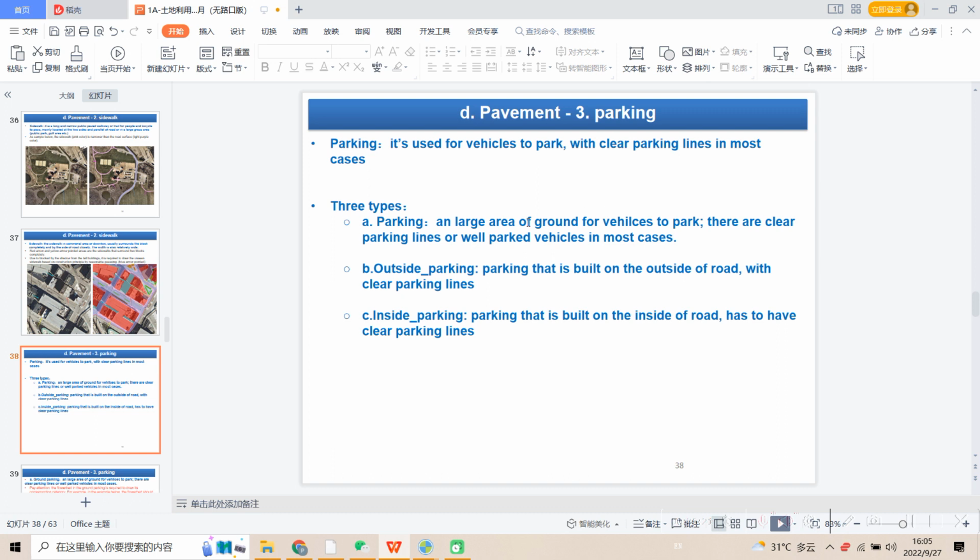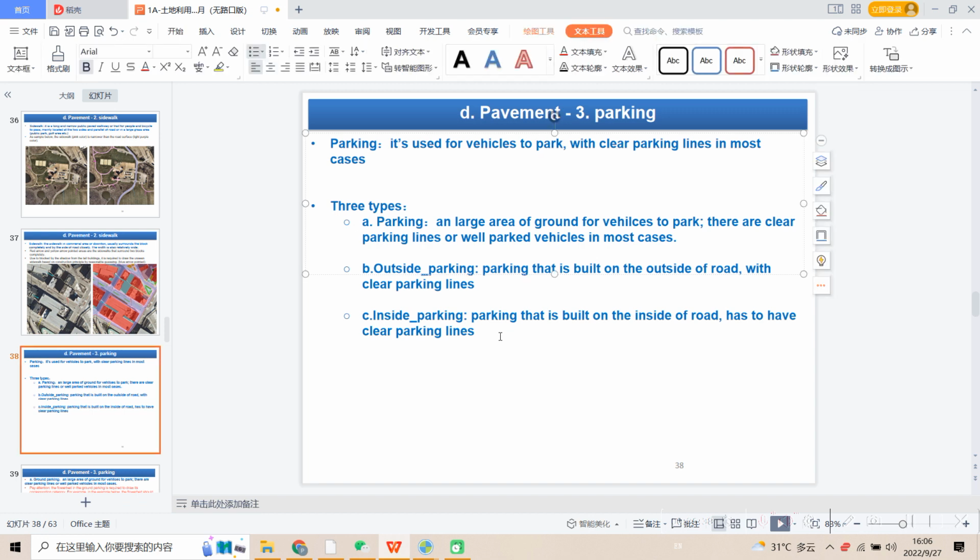And then let's continue to the parking. Parking is also a bit different, and it's a little bit challenging to understand, so let's take a look together. Parking is used for vehicles to park, with clear parking lines in most cases. So there are three types of parking.